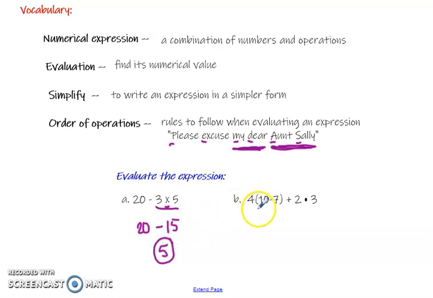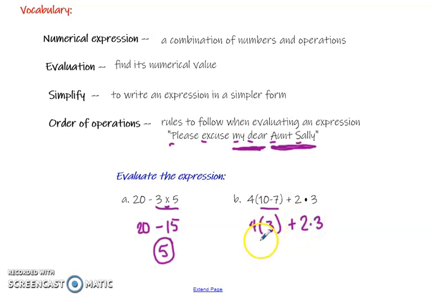Then B. I have to do parentheses first. So I'm going to follow along what's inside the parentheses first. So I'm going to do 4, and this means times when you've got parentheses, and 10 minus 7 is going to be 3, plus 2 times 3.